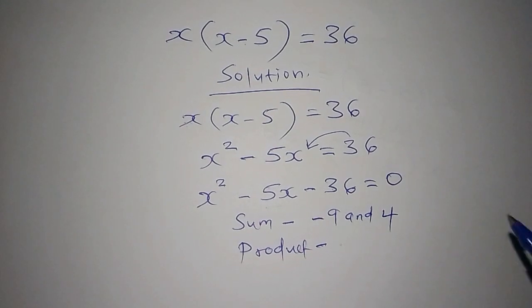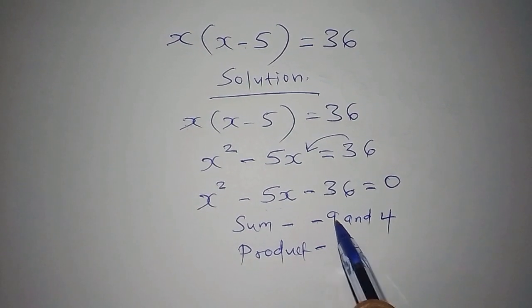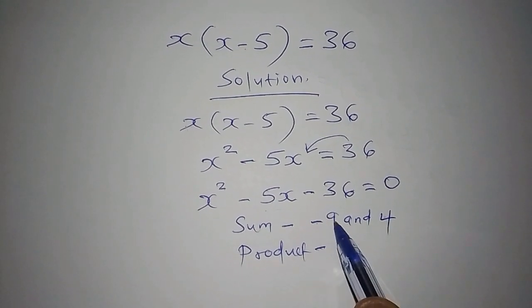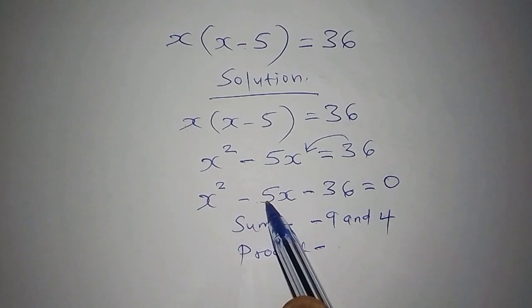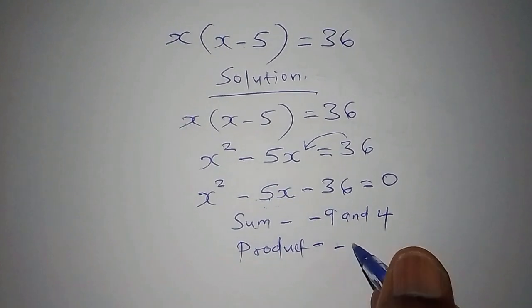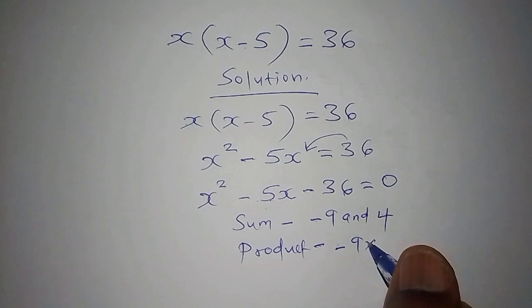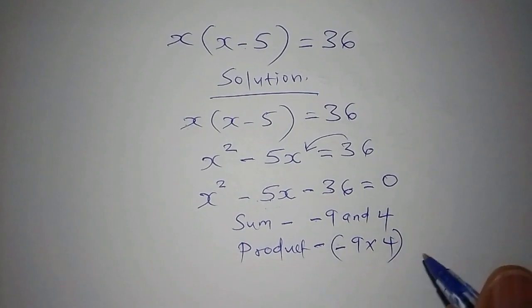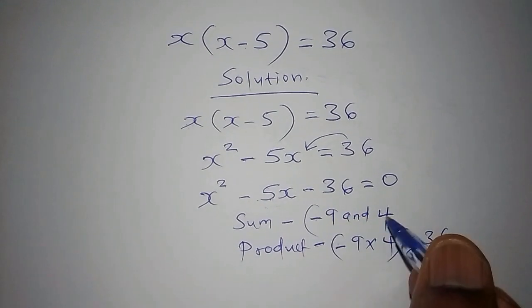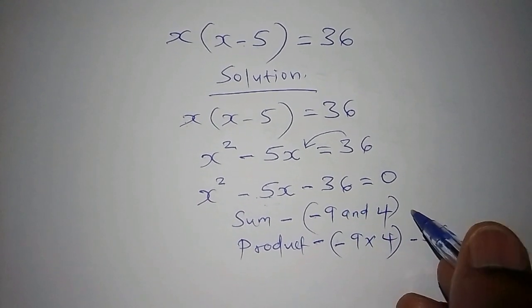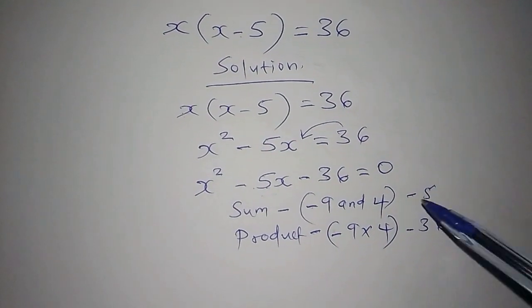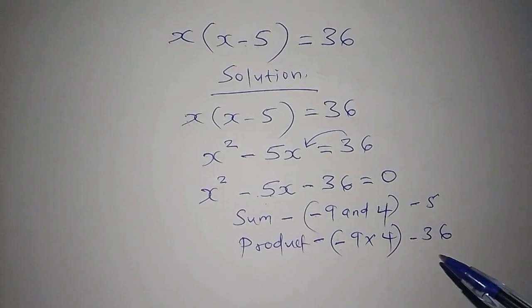Minus 9 and 4. Minus 9 plus 4, we shall get minus 5. And when we take the product of minus 9 multiplied by 4, the answer that we shall get is minus 36. Same way, when we add these two numbers together, we're going to get minus 5. So meaning that we are going to work out minus 9 and 4.